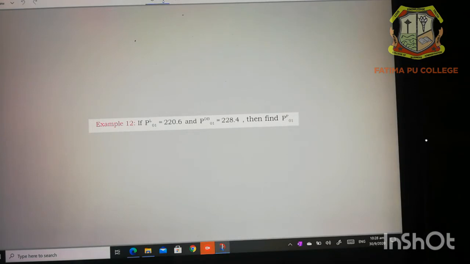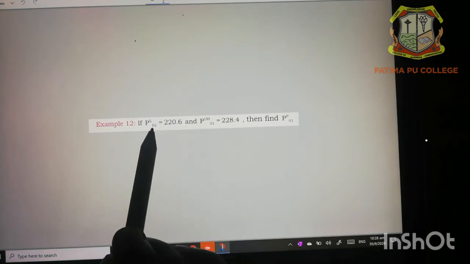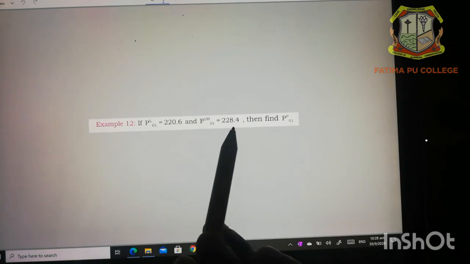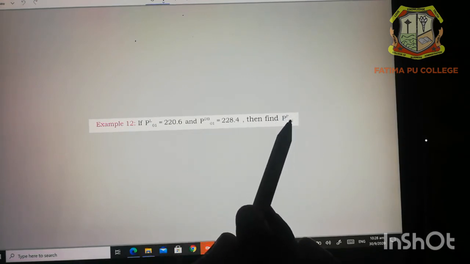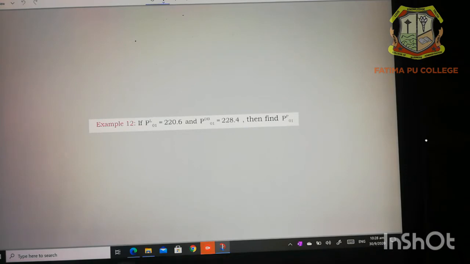If P01L is equal to 220.6 and P01DB is equal to 228.4, then find PP, that is Paasche's price index number. Okay, you can understand this. They have given us Laspeyres' index number, they have given us Dorbish-Bowley index number. Now we are asked to find Paasche's index number. This is some kind of an arithmetic that they have used.